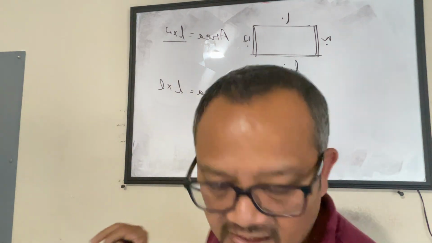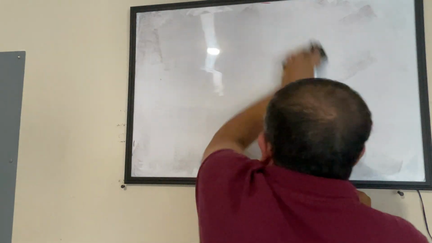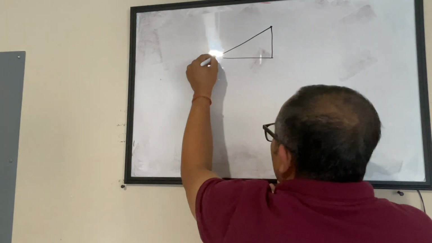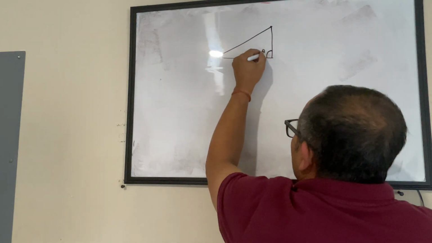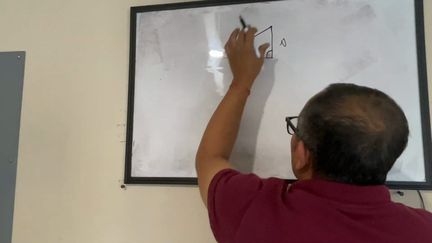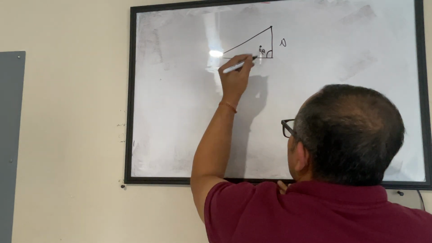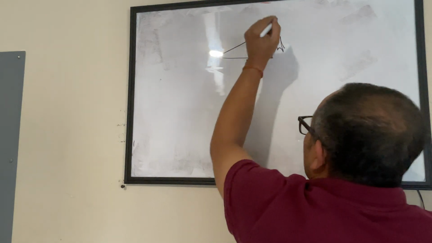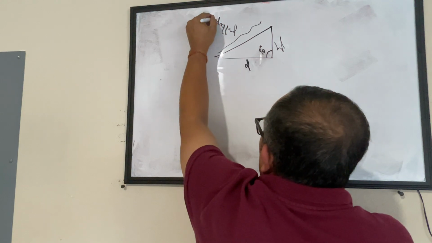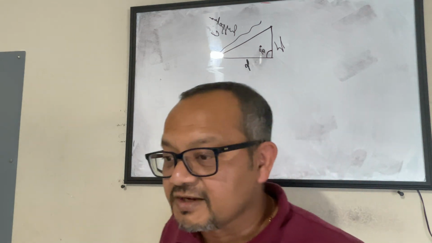Okay? Now let's go to the next shape, which is nothing but a right angle triangle, or a right triangle. What does it mean? This has one angle which is 90 degrees. This is called A, this is called base, and this one I will call height, and this I will call hypotenuse, or C. For this right angle triangle, what is the area?